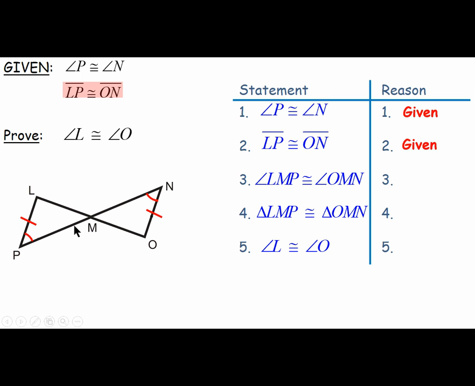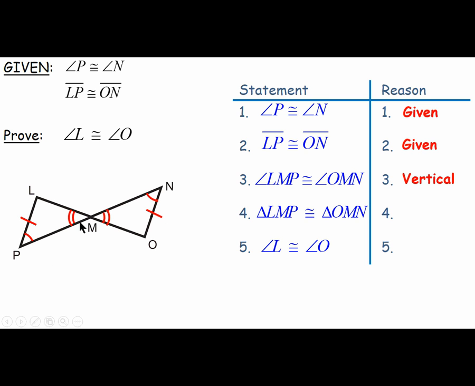Next, we're looking at the picture. If that's all our given information, we're going to find what else we can add to this picture. Hopefully you recognize at this point that we can add in these two angles here, these vertical angles, and that these two angles have to be congruent. That's our third statement in the proof: angle LMP is congruent to angle OMN. What's the reason for that? Those are vertical angles. Now, if we look at this picture, we can see our two triangles are going to be congruent. You should be able to tell which method of congruence it is.